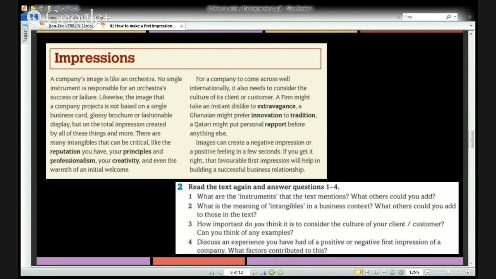And finally, the last question here is, can you discuss an experience you have had of a positive or negative first impression of a company? Okay, I'll leave this open to the group. Can you think of a positive or negative impression that you've had based on something cultural, perhaps? Anything come to mind? Just out of curiosity? I'm more interested in negative ones because they tend to be funny.